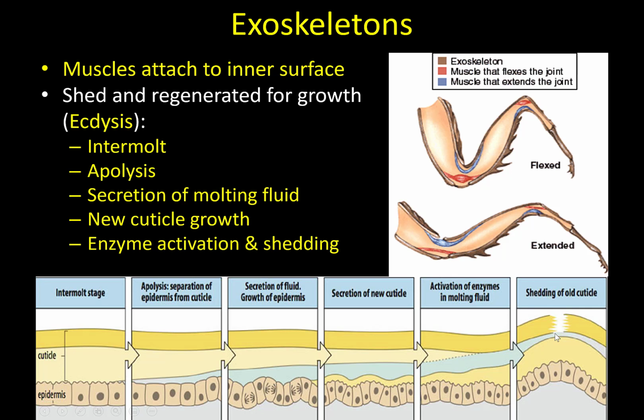When the animal has backed out of this hole in its old exoskeleton, that's the final stage of shedding. The animal then has to wait for this new layer of cuticle to dry and harden after being exposed to the open air. Once it's hardened, the animal can go about its business.